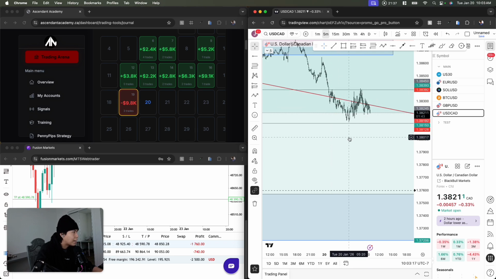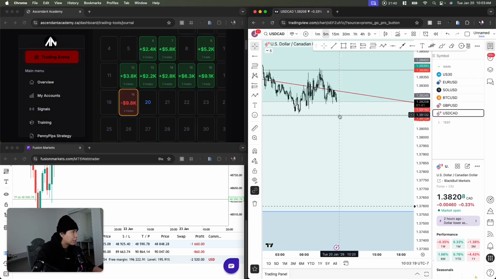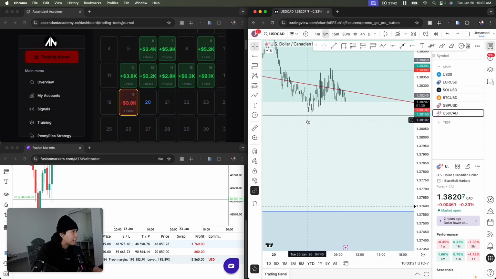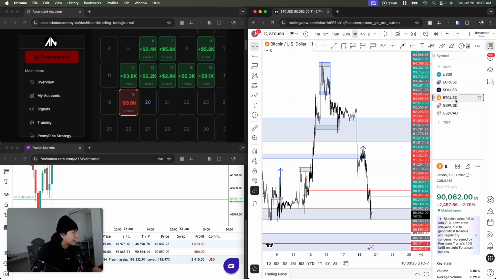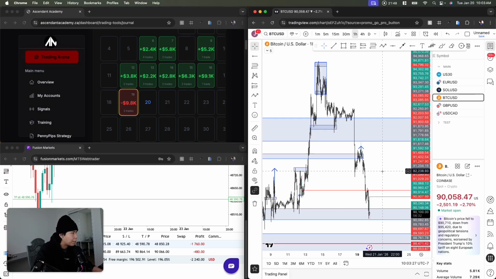So longs right now, if we start to show signs of rejections back down or back up, would be favorable, but I'm not interested in trading USD CAD. Like I said, I'm just breaking it down for you guys.